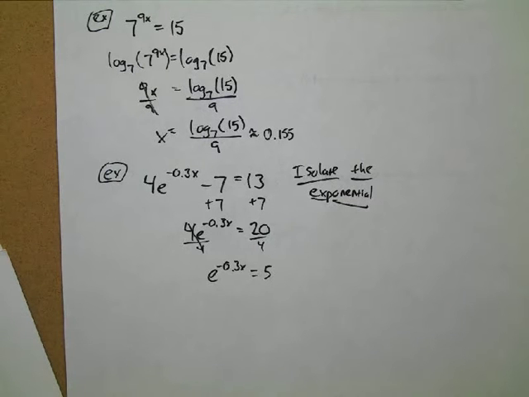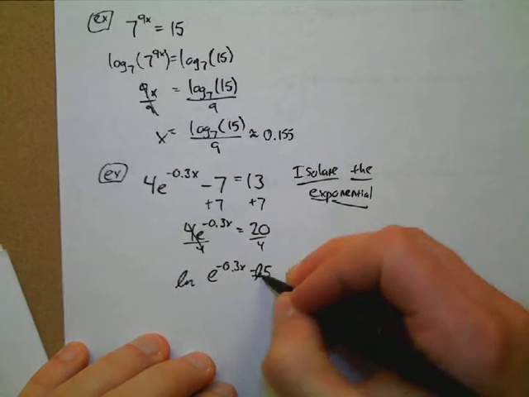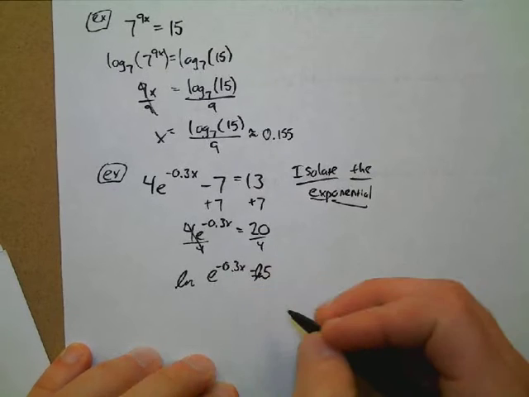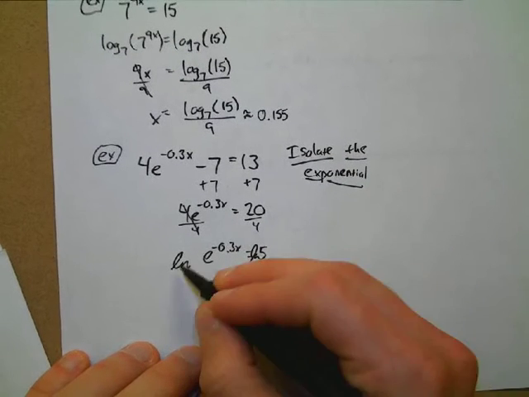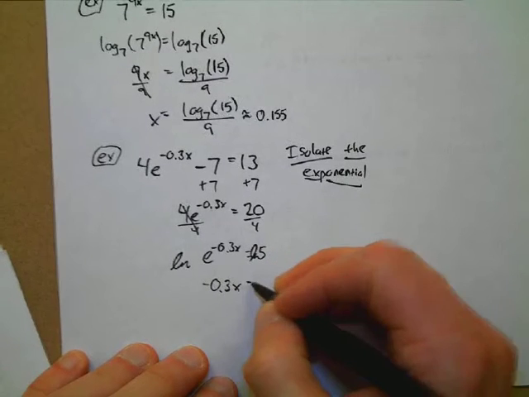Now can we use the logarithm? Yes. To eliminate e, what special logarithm do we use? ln, natural log, exactly right. So we're going to use natural log of both sides there. What's the left side going to simplify to? Remember, the natural log and the e will just cancel. So we'll just get negative 0.3x equals the natural log of 5.